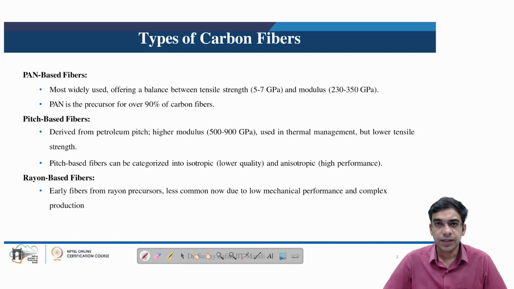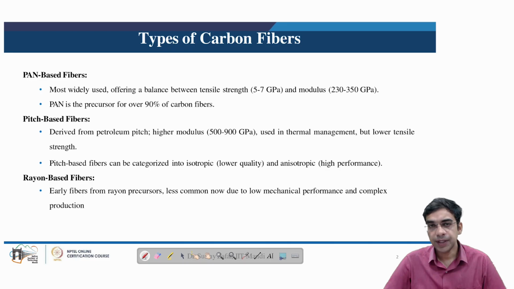The PAN-based fibers are the most widely used carbon fibers that offer a balance between tensile strength, which is in the range of 5 to 7 gigapascals, and a modulus of 230 to 350 gigapascals. PAN is basically the precursor for more than 90% of the carbon fibers that are used in several engineering applications.